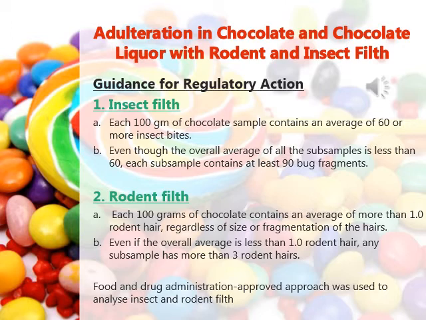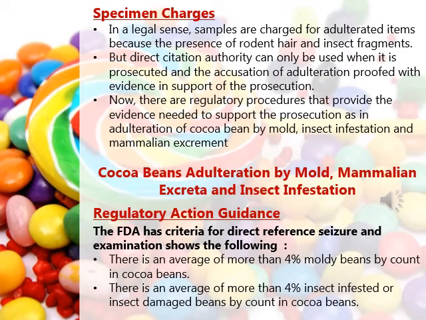Rodent filth. Each 100 grams of chocolate contains an average of more than one rodent hair, regardless of size or fragmentation of the hairs. Even if the overall average is less than one rodent hair, any subsample has more than 3 rodent hairs. The Food and Drug Administration approved approach was used to analyze insect and rodent filth.